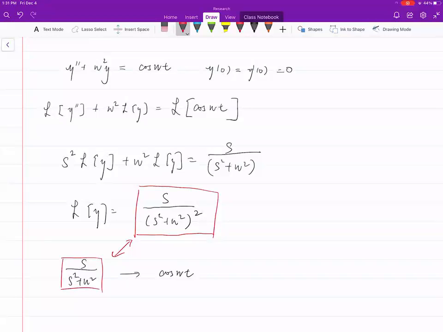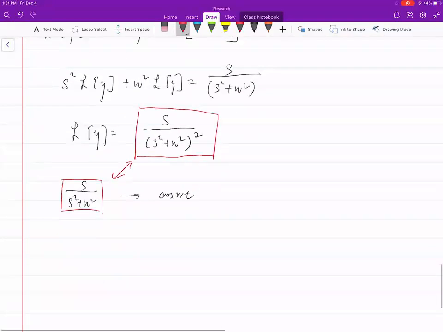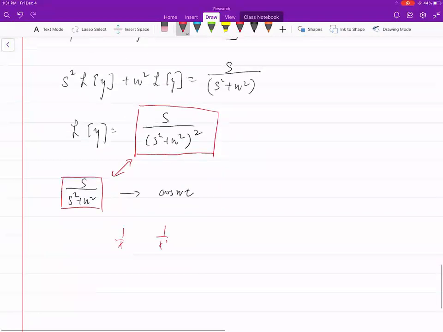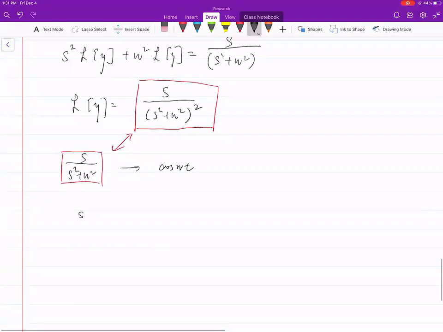Okay. Can we think about something else? You basically have something that looks like 1 over x. What's the relation between these two? Other than squaring one of them. Do you realize, if you take this, let's name it F(s). Okay.